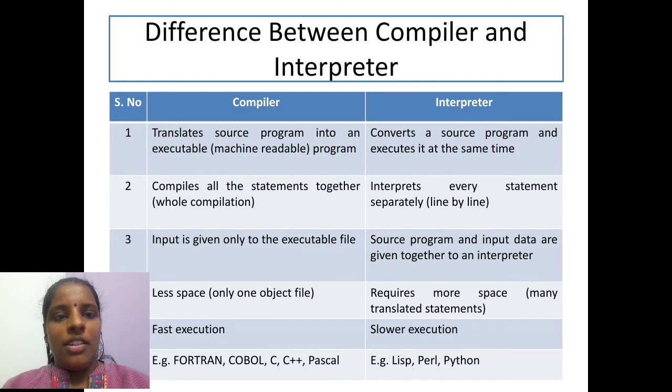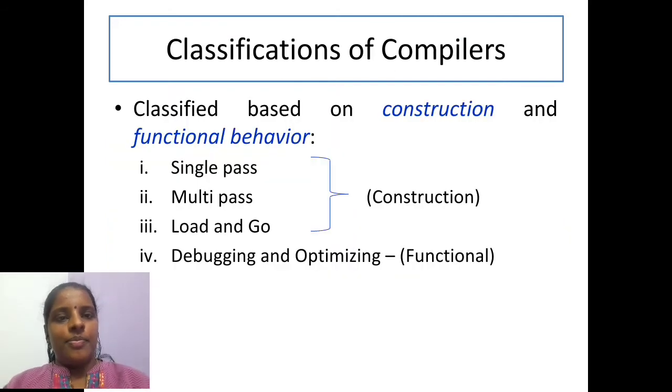Examples of compilers: Fortran, COBOL, C, C++ and Pascal use compilers, whereas Lisp, Perl and Python use interpreters. Okay, that is a basic intro about compilers and interpreters.